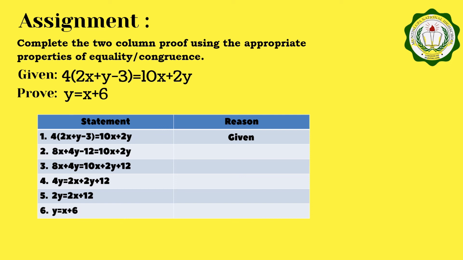On the first column, you have there the statements. What you are going to do is to supply reasons for each of the statements by choosing the property of equality or property of congruence that we have just discussed.